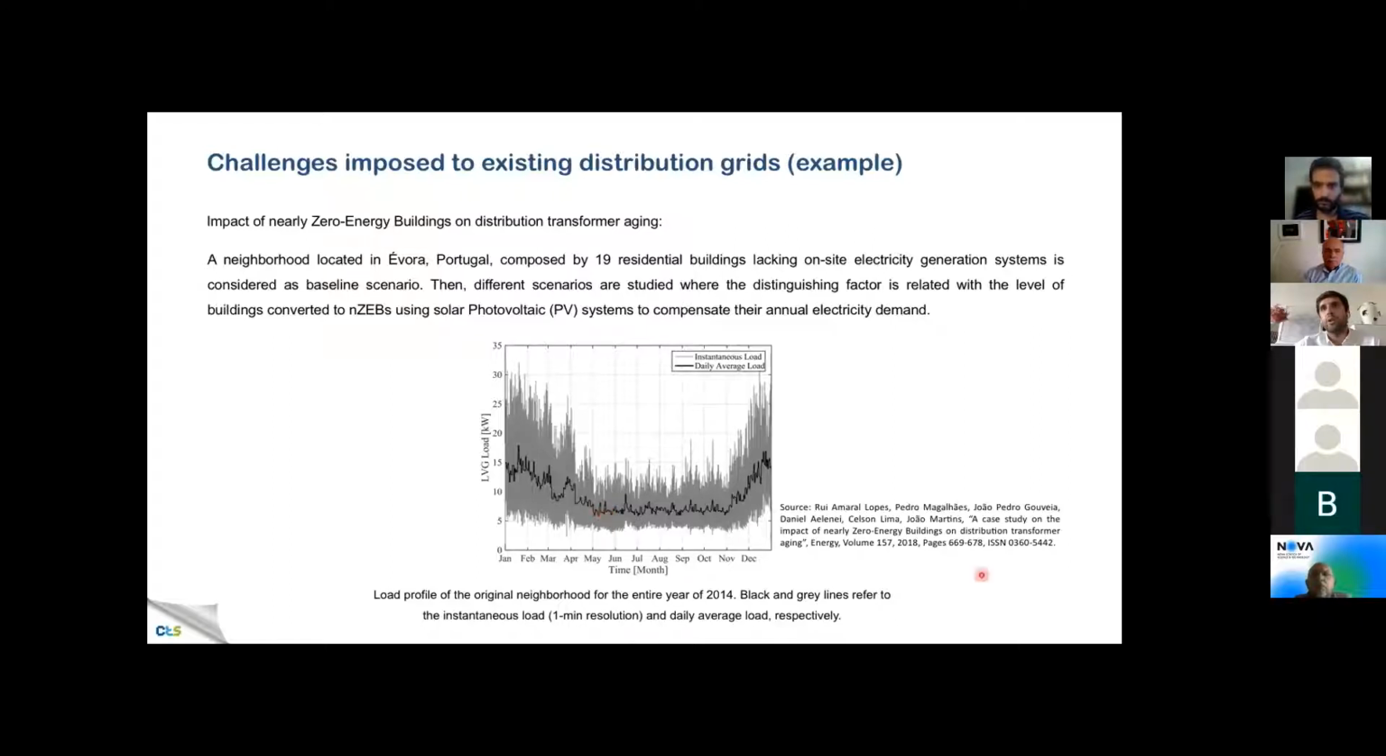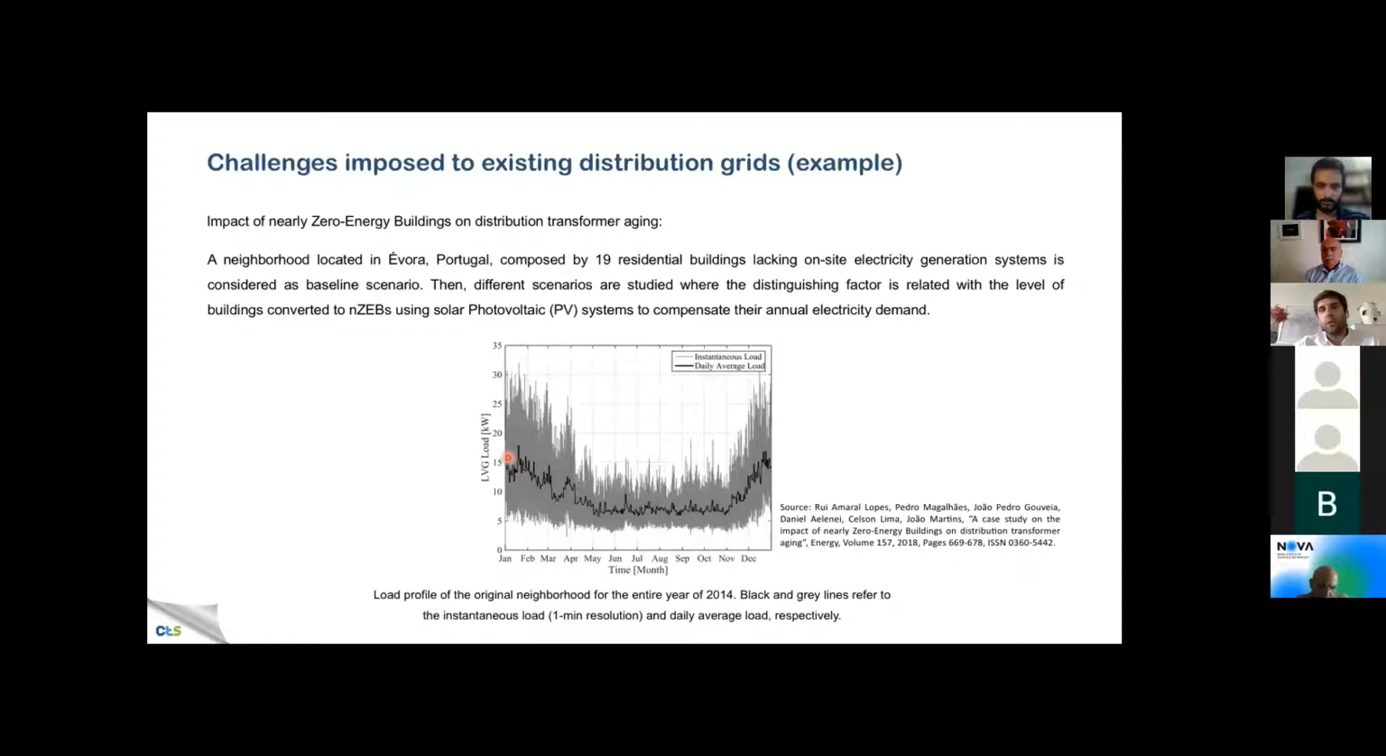In fact, our colleague João Pedro Gouveia has carried out several studies on this. You are referred to these studies to know more about this topic. Here, it was not our concern. We were concerned about assessing the impacts of increasing photovoltaic generation in this grid.